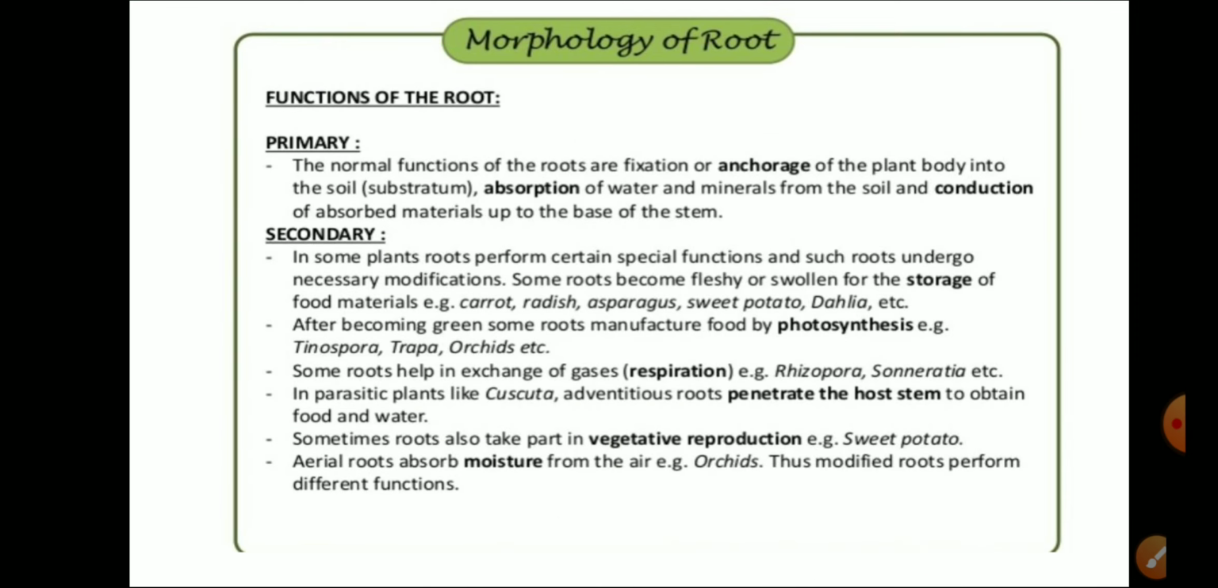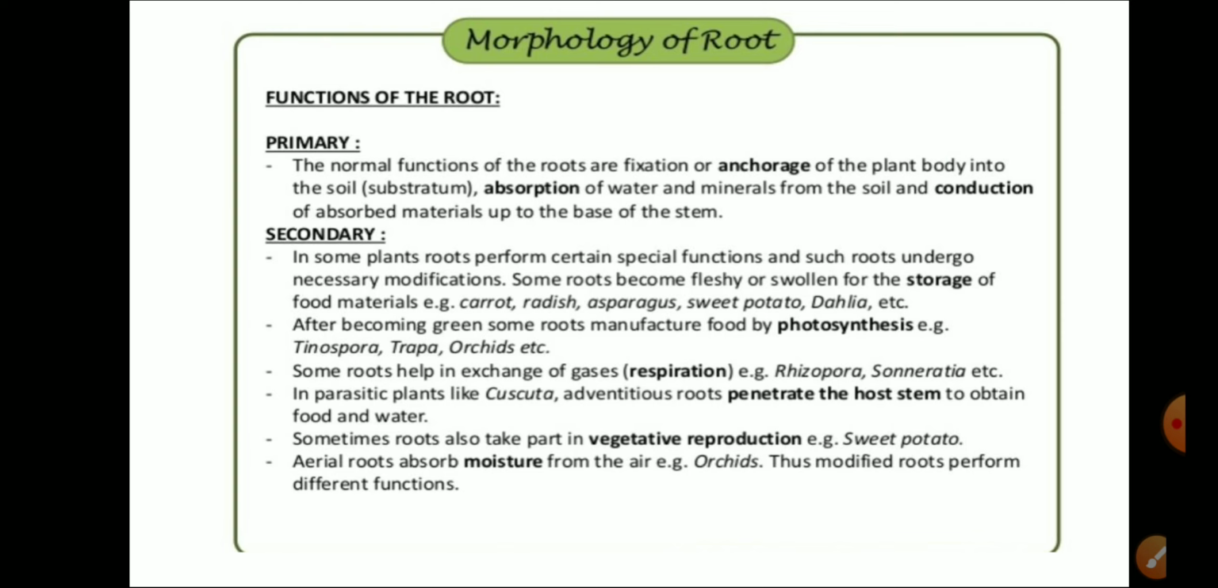Next, we have the functions of roots. There are two types of functions, primary and secondary. The main function of the root is anchorage. Anchorage means fixation to the substratum. It helps in binding the plant to the soil. Absorption of water and minerals is also a prime function. And then we have the conduction of the absorbed materials to the whole plant, to the base of the stem.